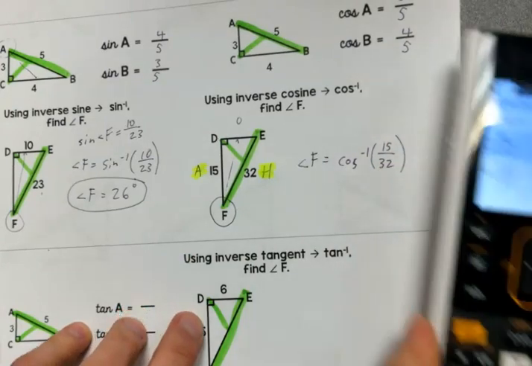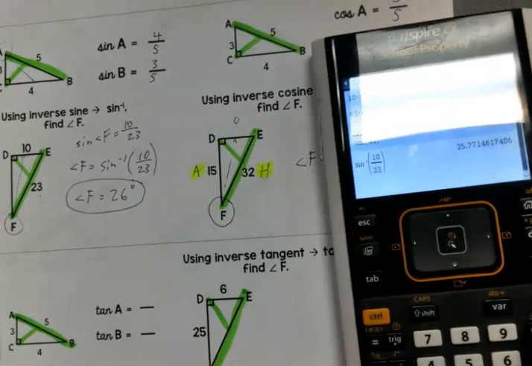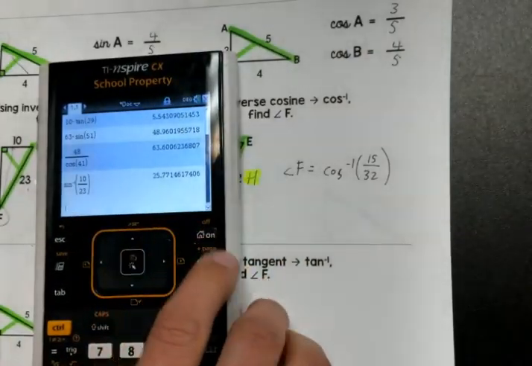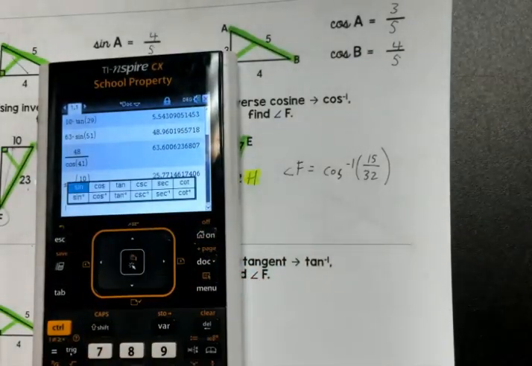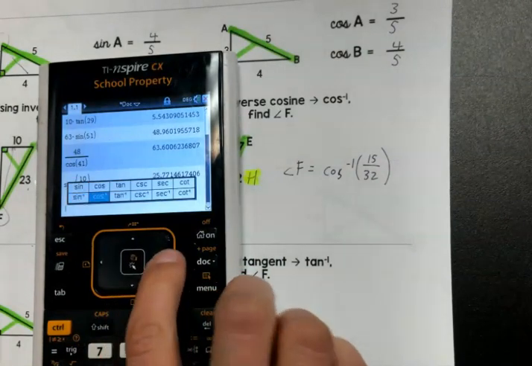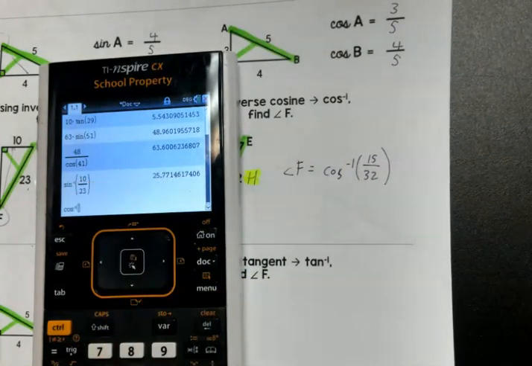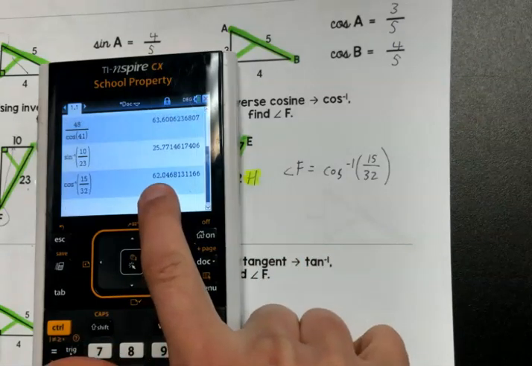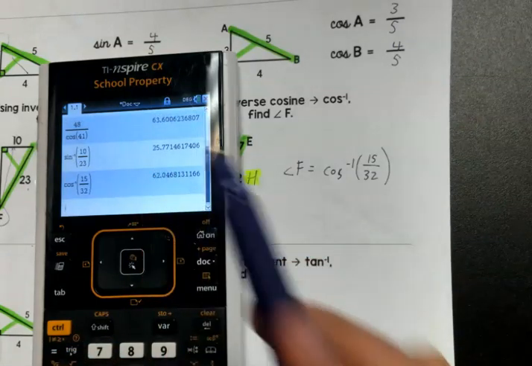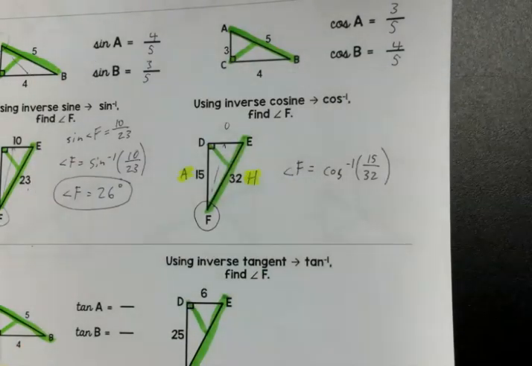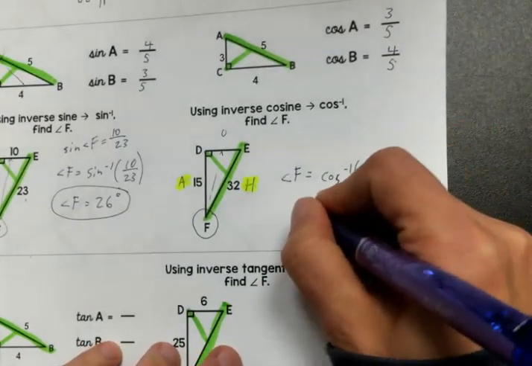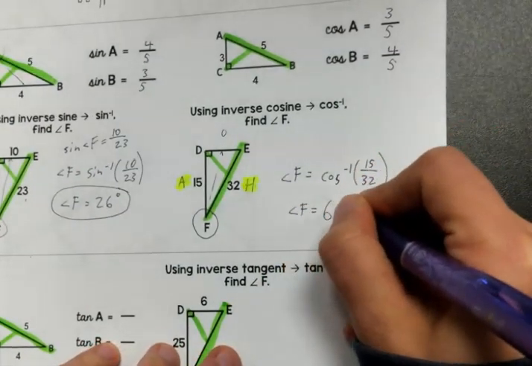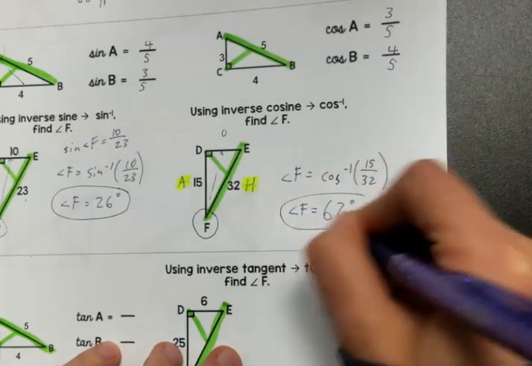Okay, plug it into your calculator. Go to your trig function, inverse cosine, 15 divided by 32. That's 62.04, and if I'm rounding to the nearest whole number, that's just 62. So angle F is equal to 62 degrees.